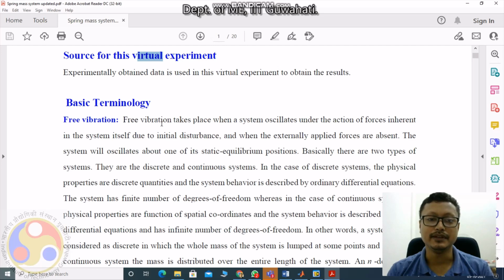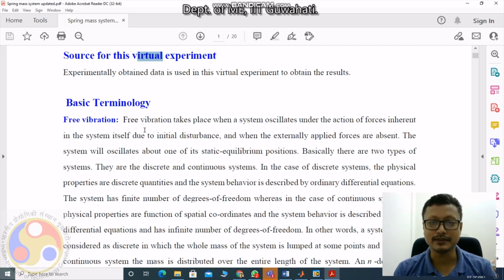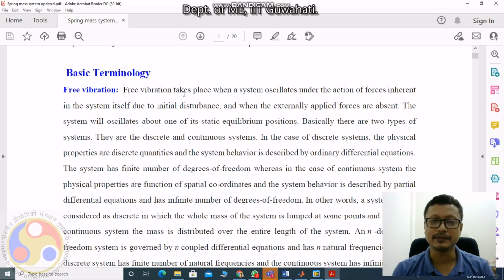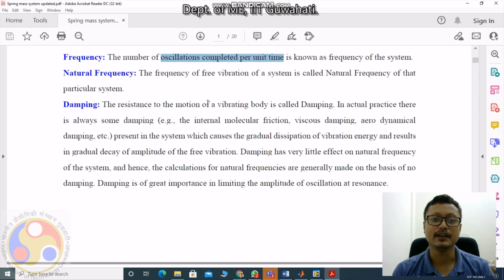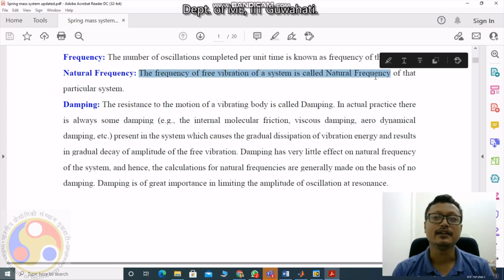Basic terminologies for free vibration are given here. Free vibration takes place when a system oscillates under the action of force inherent in the system itself due to initial disturbance. If you give an initial disturbance, then free vibration will occur. What is frequency? The number of oscillations completed per unit time is known as frequency. And what is natural frequency? The frequency of free vibration of a system is called natural frequency.